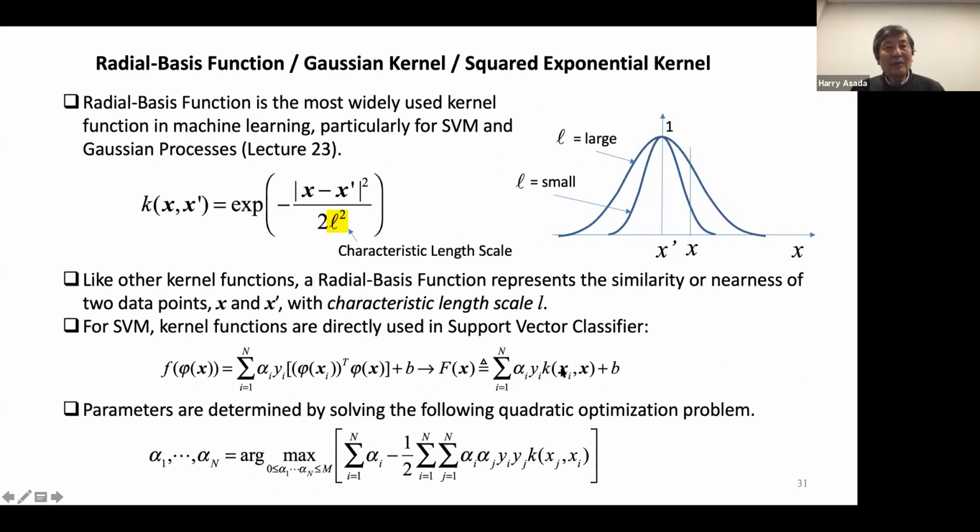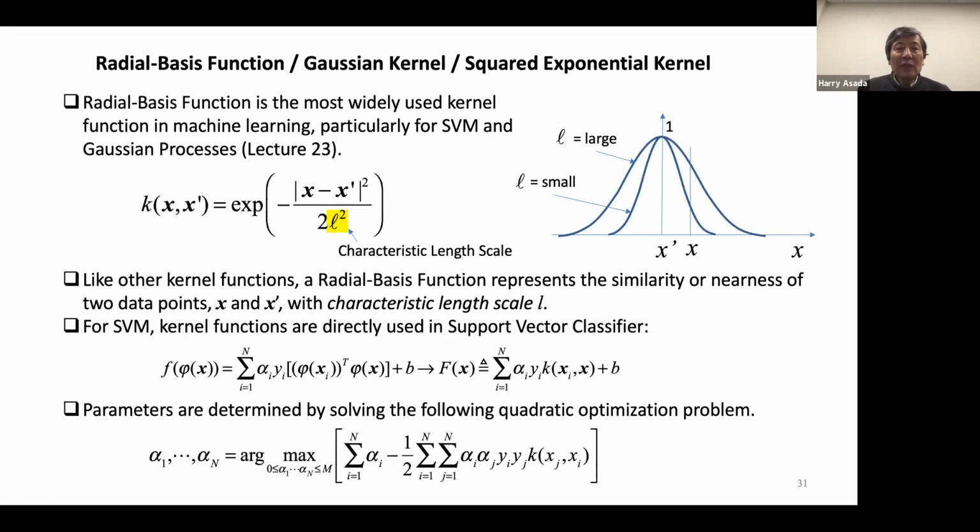Now, this radial basis function, sometimes called the Gaussian kernel or squared exponential kernel, is one of the most widely used kernel functions in machine learning, in particular support vector machines and the Gaussian processes, which we discussed this Wednesday. It has only one parameter, L, in here. It's called the characteristic length scale because when L is small, you have very sharp functions, and when large, it covers a broader range. So it is tuned by selecting the right value of L. So this is your design parameter you deal with.